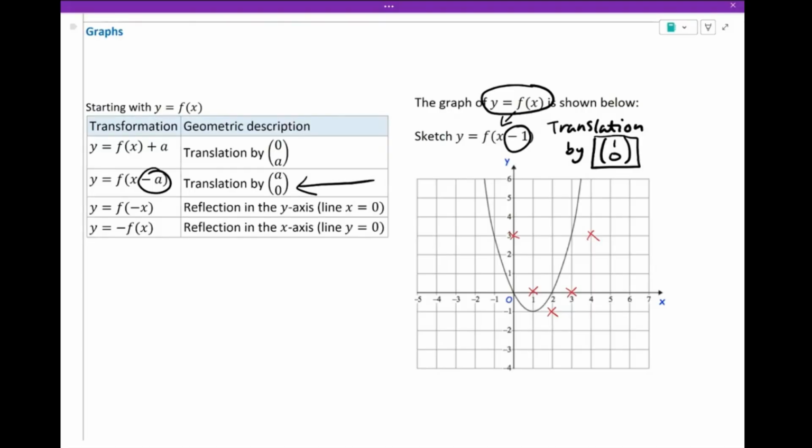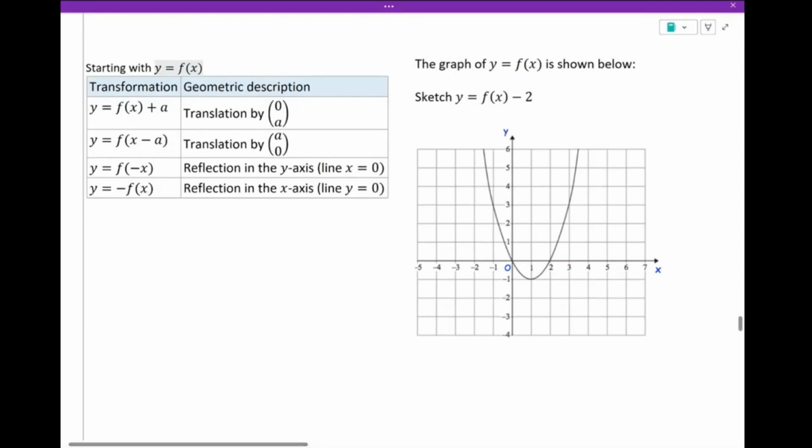Now we can draw in our curve. It's just going to go through those red points and it's still going to have the same shape, which looks a bit like a quadratic. So it's going to look a bit like this. And that would be the graph of y equals f of x subtract 1. That would be my final answer. Let's look at another scenario.